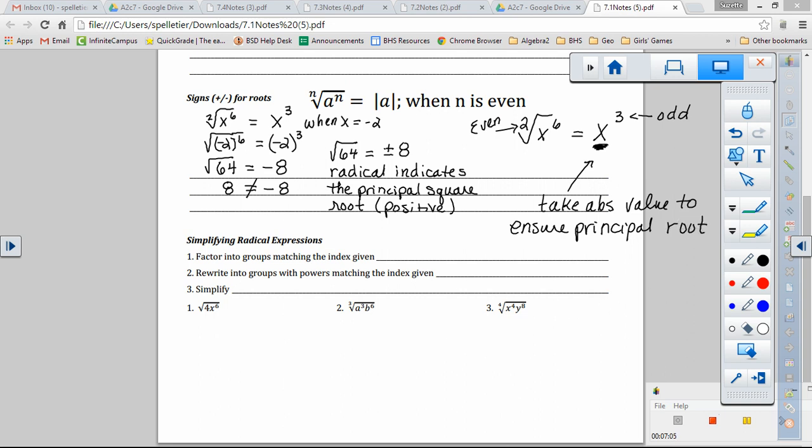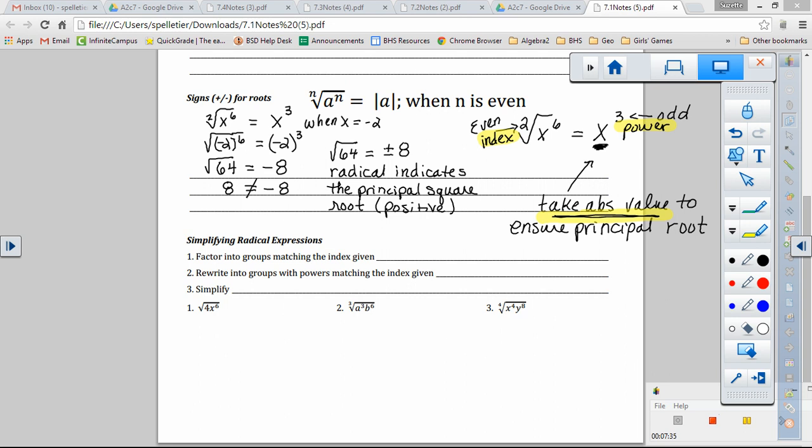So when n is even, this is the important part. When the index is even and the power that comes out is odd, that's when you have to take the absolute value. Okay? Take the absolute value. All right, so now we're just going to practice three examples, and then you're going to go and work on some by yourself and see how you do.